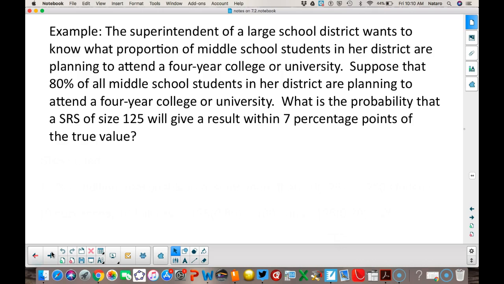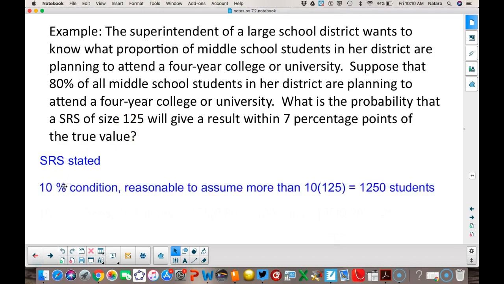Well, before we do the probability calculation, let's make sure those three conditions that I mentioned a minute ago are met. First of all, do we have a simple random sample? Here it says a simple random sample of size 125, so that is stated. Next, have we sampled less than 10% of the population? If our sample size is 125, we'd want our population to be at least 1,250 students. And at a large school district, it would be reasonable to assume that a middle school would have more than 1,250 students.